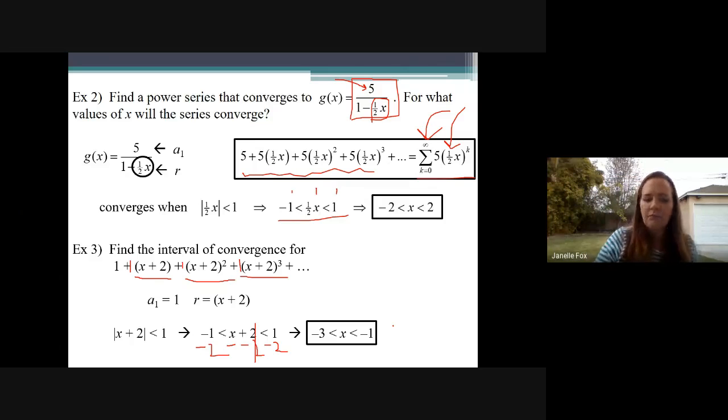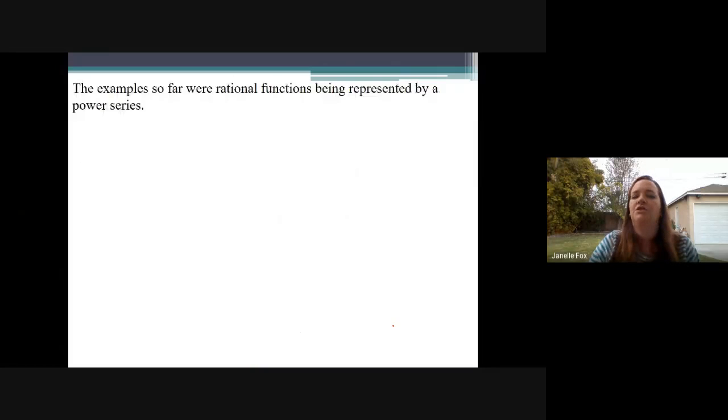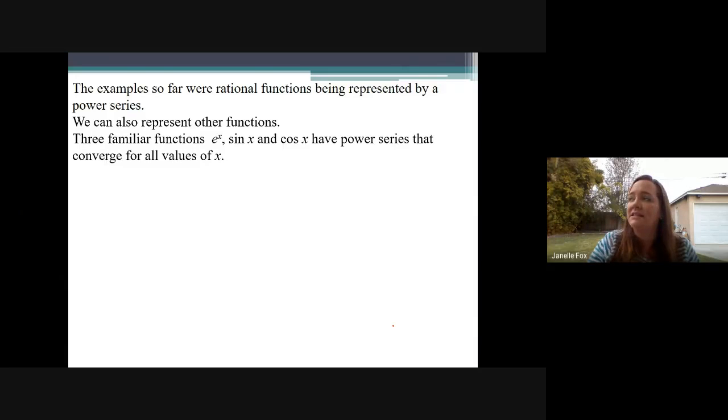Excellent work, everybody. All three of the examples that we've done so far have been regular rational functions, something that we could write in sum notation as the first term over 1 minus r. But we can also do other kinds of functions, like I was alluding to at the very beginning of the lesson. There are some functions that have very cool power series. These three that we're going to write today are e to the x, sine of x, and cosine of x. And it is actually how your calculator works. It's kind of impressive.